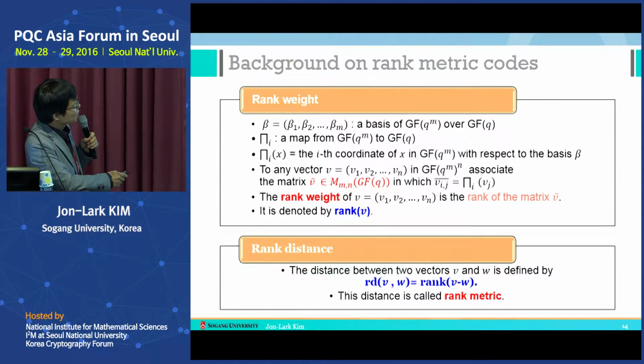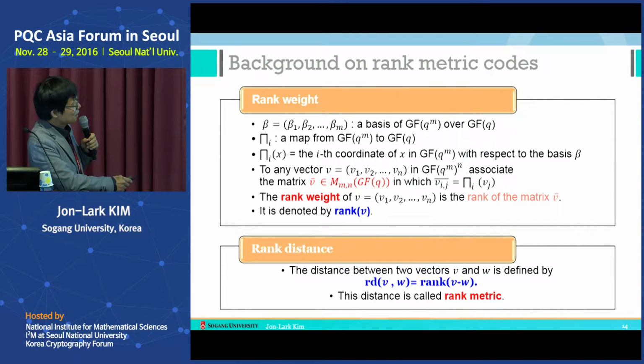So given a vector in GF(q^m)^n, each v_i is in GF(q^m), and we represent each v_i using beta here. Replace this v_i by a column vector whose size is m by 1. So it just represents each v_i as a column vector based on this basis. You keep writing it, then you have a matrix corresponding to this vector. It is called V-bar. So the rank weight of this vector is the rank of the matrix V-bar. That's the formal definition. And if you change the basis, still the rank weight doesn't change.